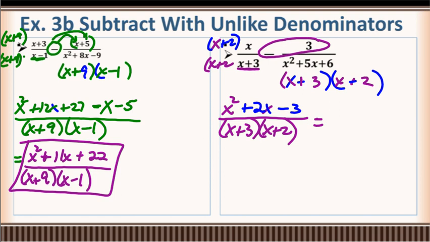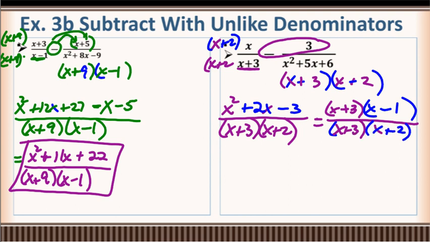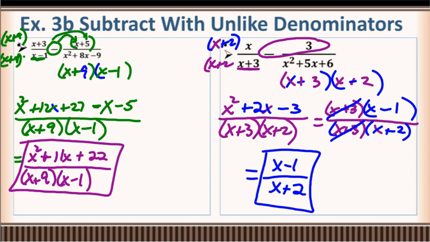Now in the numerator, I can factor that. I know that a negative 3 times a positive, or positive 3 times a negative 1 gives us a negative 3, and 3 minus 1 gives us 2. In the denominator, I have x plus 3 times x plus 2. And now I can figure out if there's any common factors. There are. The x plus 3's cancel off, and I'm left with an answer of x minus 1 divided by x plus 2. And so that would be our simplified answer.